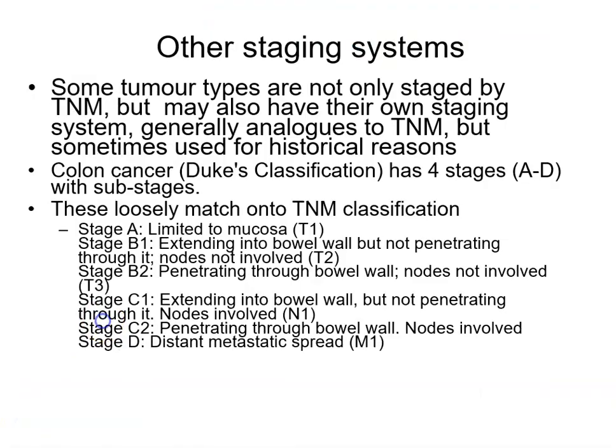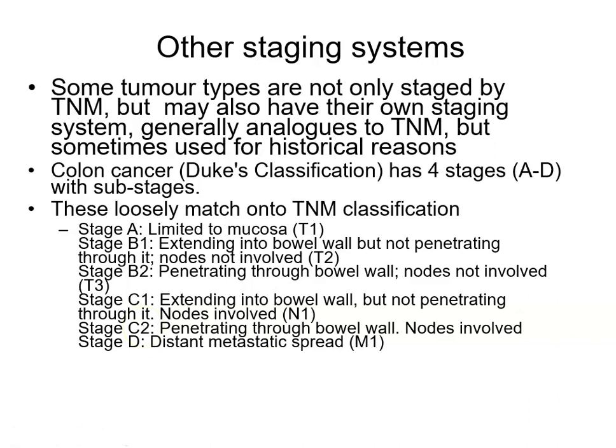Now there are a few other staging systems that are tumour specific, one of which is colon cancer. There's a Duke's classification that has 4 stages, which loosely match on to the TNM classification. So stage A is limited to the mucosa, B is extending into the bowel wall, and the later stages are tumours that are invading deeper into the bowel wall.